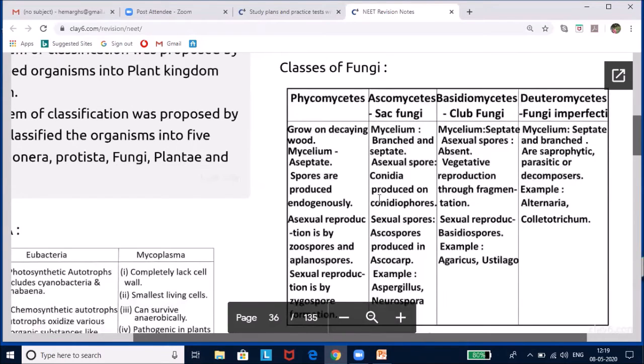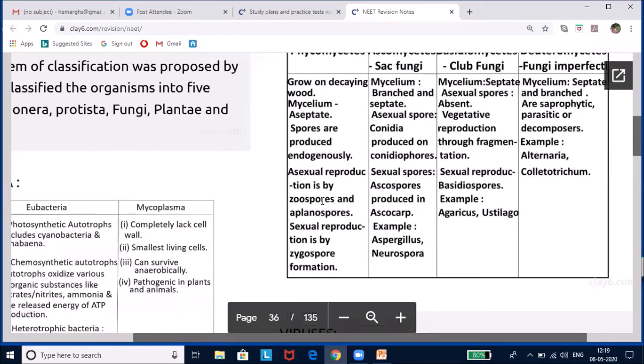Now, Ascomycetes, it is also known as sac fungi. Here, the mycelium is multicellular, but yeast is an exception. It is unicellular in nature. It is saprophytic, decomposers, parasitic, or coprophilous. Coprophilous means living on cow dung. Mycelium is branched and septate. They reproduce asexually through conidiospores. Sexual spores are ascospores. Examples are Aspergillus, Penicillium, Neurospora, Claviceps, etc.